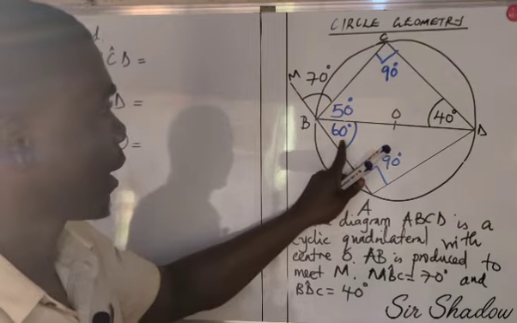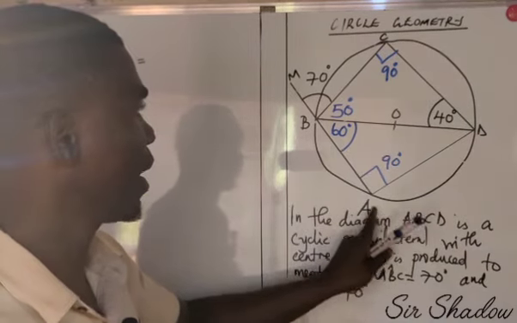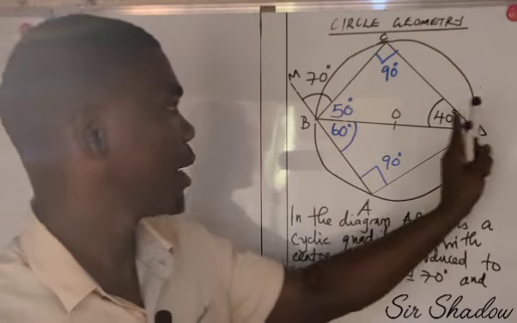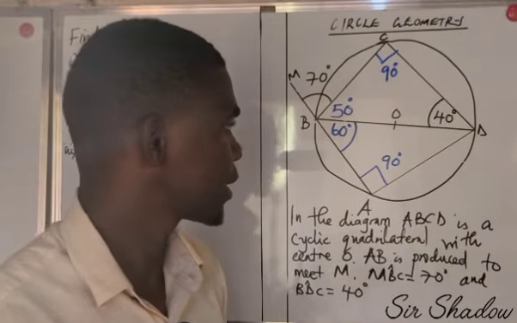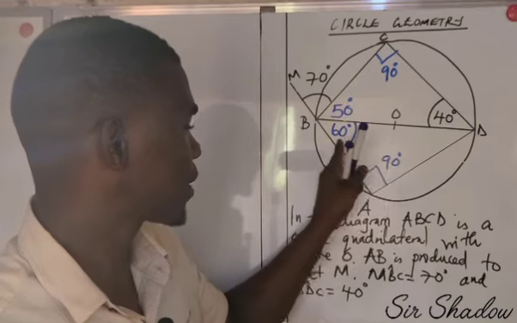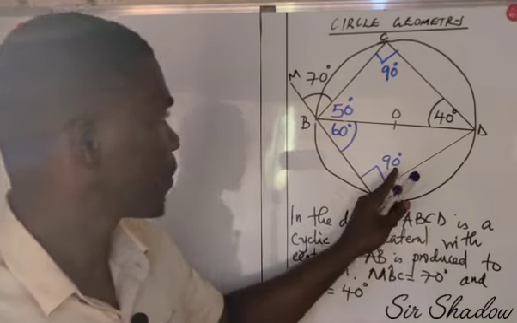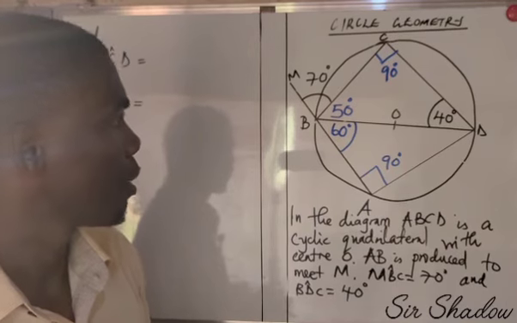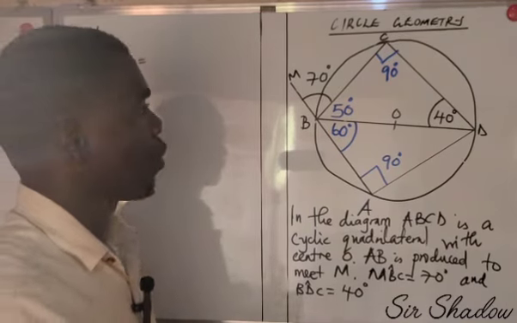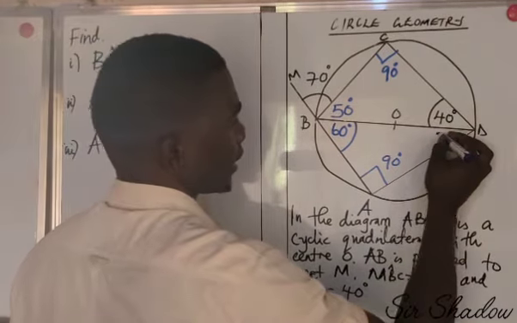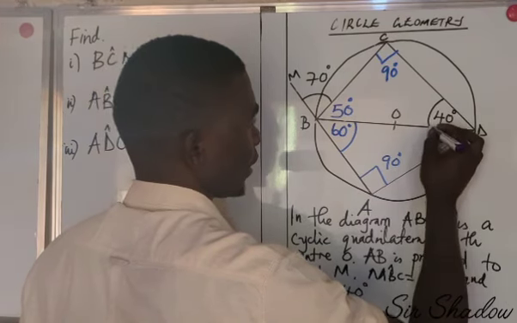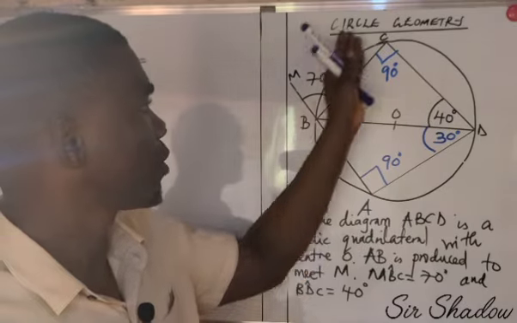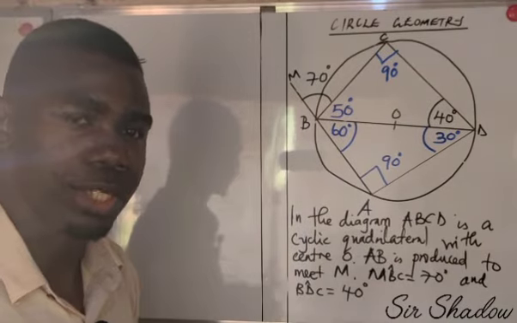So I have 60 here. From this one is a triangle ABD. So the sum of the angles at A, B, and also at D, they add up to 180. So if I say 90 plus 60, I take 10 from this, it becomes 150. So from that 150, 180 minus 150, I get 30 right here. Right. So from there, I managed to complete all the positions.